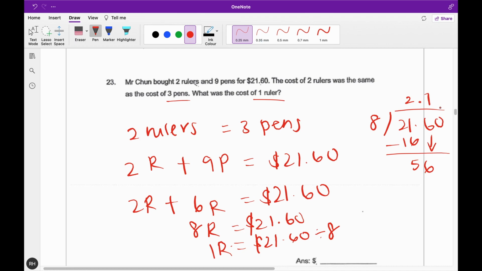Okay, so 0.7 minus 56, 0, 0. Okay, so minus 0. And the answer is 1 ruler is equals to $2.70.